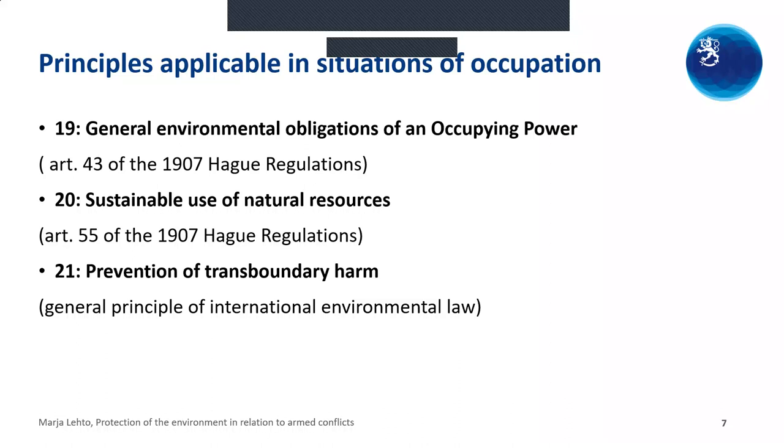The third principle, principle 21, states that an occupying power shall take appropriate measures to ensure that the activities within the occupied territory do not cause significant transboundary harm to the environment. This is the established principle of prevention, according to which all states shall ensure that activities in their territory or control do not cause significant harm to the environment of other states or areas beyond national jurisdiction.